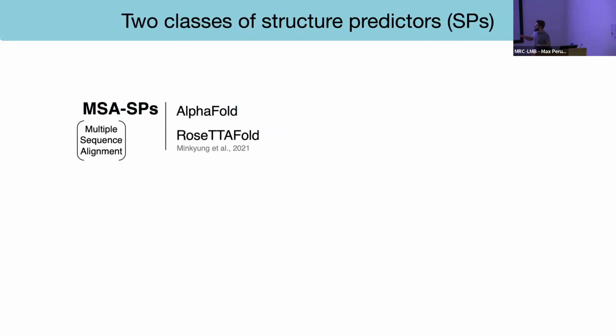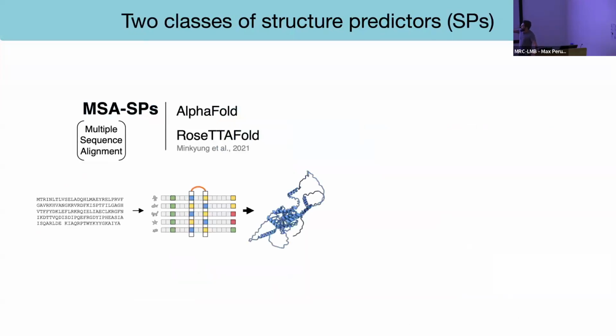And so there's two main classes. There's these multiple sequence alignment structure predictors, which is what I'll call them here. And this is AlphaFold and RosettaFold, which you probably heard of. Also a very accurate structure predictor from David Baker, Institute for Protein Design. These are the ones that take a multiple sequence alignment, they generate a multiple sequence alignment, and that gets fed into the neural network.